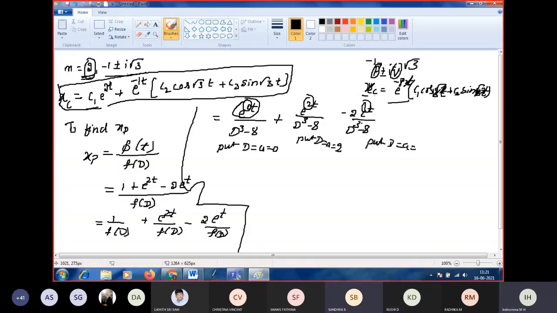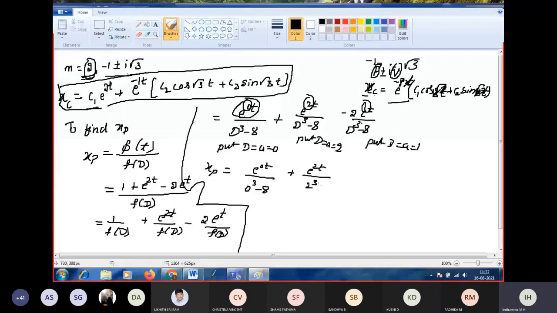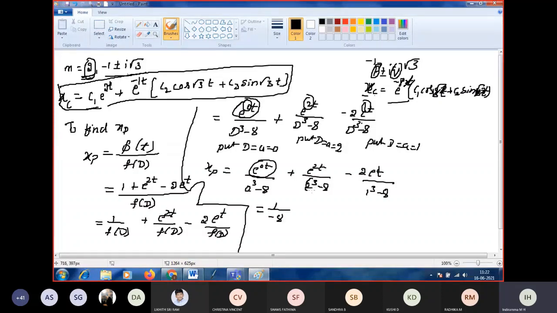Come to the third term, put d equal to a, equal to what? 1. Okay, therefore our xp becomes e power 0t divided by 0 cube minus 8, plus e power 2t by 2 cube minus 8, minus 2 e power t divided by 1 cube minus 8. Okay, next. So e power 0t is 1 itself. 1 by 0 minus 8 is minus 1 by 8. What is 2 cube? 8. 8 minus 8 is 0.